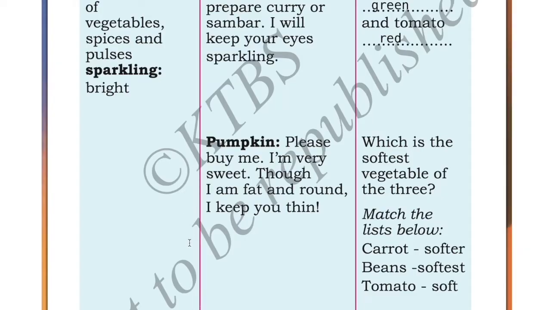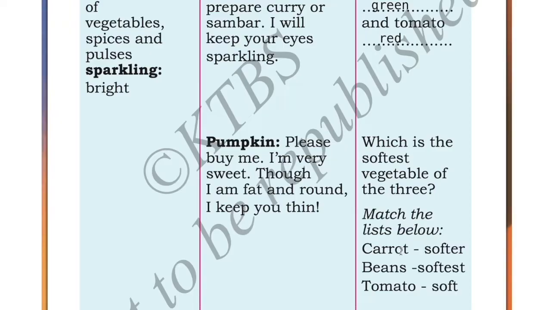Okay. So these are the answers to this question. Next, which vegetable is talking? We have pumpkin, which is saying, "Please buy me. I'm very sweet. Though I'm fat and round, I'll keep you thin." So pumpkin is saying that it's healthy. Okay. And the question here is, which is the softest vegetable of these three?